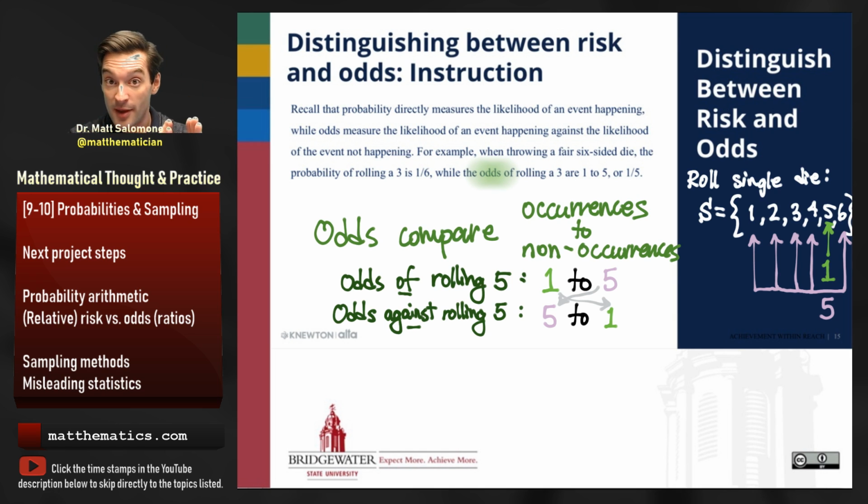Okay, so this is how we compare odds: we're dividing up the sample space into the event of my thing happening and the event of my thing not happening. And those two are complementary to one another. One of them is the complement of the other, thinking about set theory again. If one of those happens, the other one does not. Occurrences versus non-occurrences. And so odds are comparing the probability of occurrence to the probability of non-occurrence. So how is that different from risk?